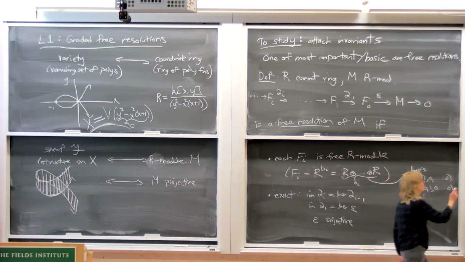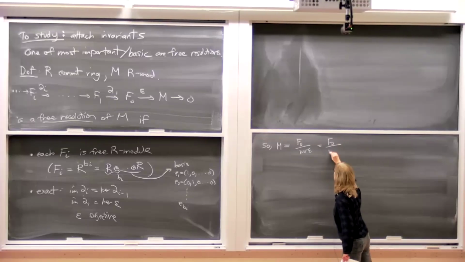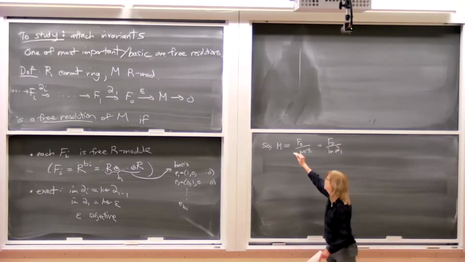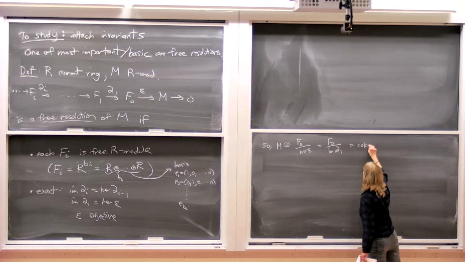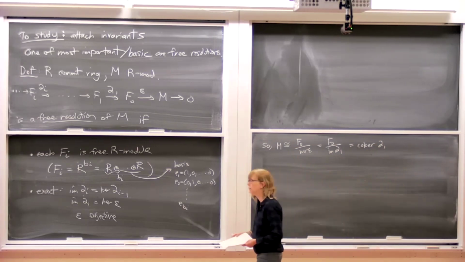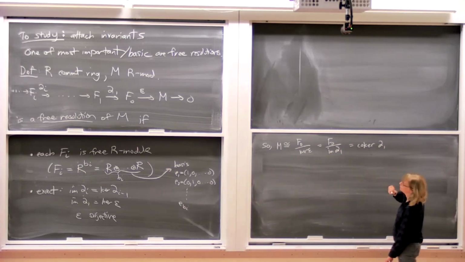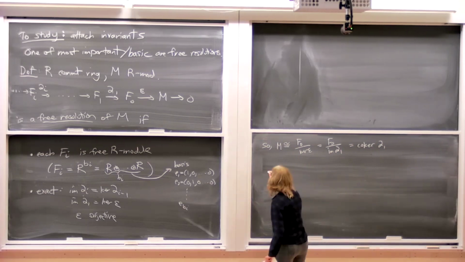And so in the process, in particular, you get that M is the co-kernel of the previous map. So it's F0 mod the kernel of epsilon, or F0 mod the image of boundary 1. That should be an isomorphism. And that's called the co-kernel: the co-kernel of boundary 1. Okay, good. We're going to write shorthand sometimes.